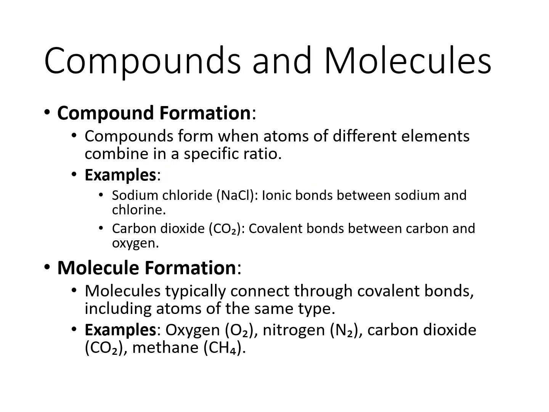Let's clarify the difference between compounds and molecules. A compound forms when atoms of different elements combine in a specific ratio through either covalent or ionic bonds. For example, sodium chloride forms through ionic bonds, and carbon dioxide through covalent bonds. A molecule, on the other hand, is a group of atoms held together by covalent bonds, and it can include atoms of the same element. Examples include oxygen, nitrogen, carbon dioxide, and methane. So, while all molecules are compounds, not all compounds are molecules.